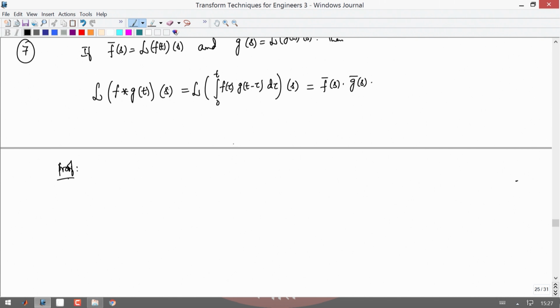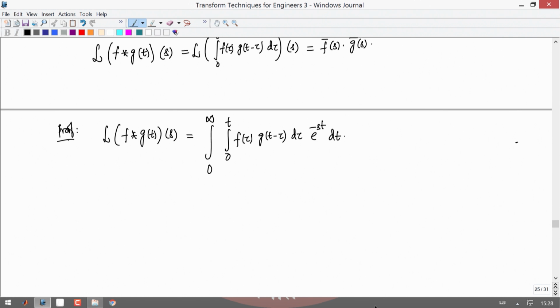If you take the inverse on both sides, how do I do this integral? Let me do the proof by taking the left hand side, which is the Laplace transform of the convolution, a function of s. I do the integral from 0 to infinity, and in the place of f of t I write this function, that is the integral from 0 to t of f of tau g of t minus tau d tau, times e power minus st dt. This is the definition of the Laplace transform. So, we have to see how we integrate this. What is this integration, a double integration?